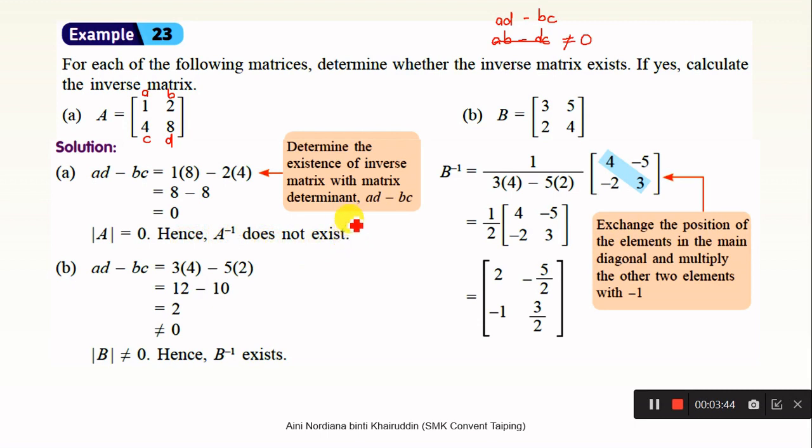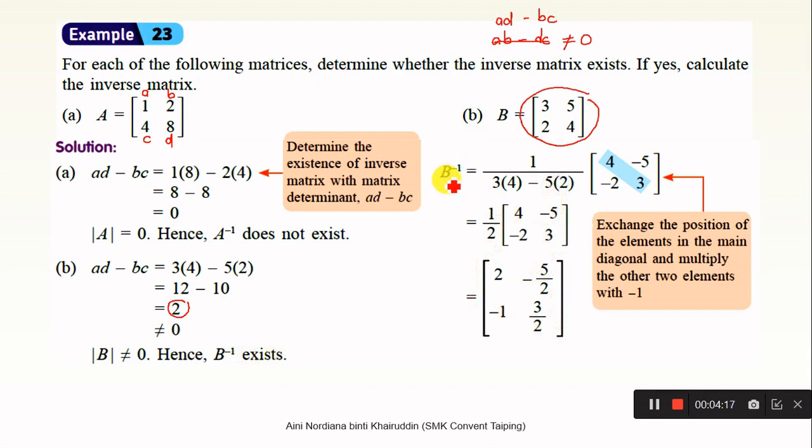So for example B, first calculate AD minus BC. When we calculate AD minus BC, we get 2. 2 is not equal to 0. Hence, the inverse of B exists. When the inverse of B exists, we can calculate and find the inverse matrix.